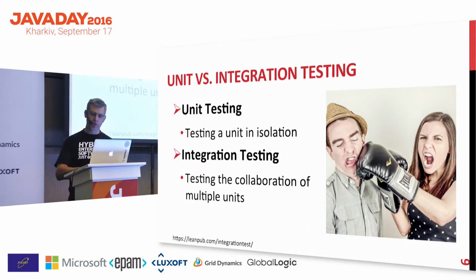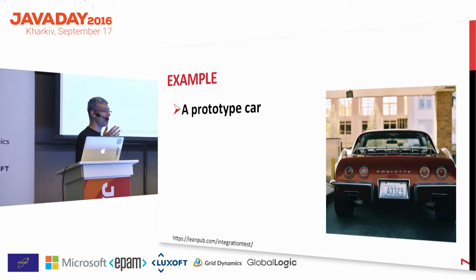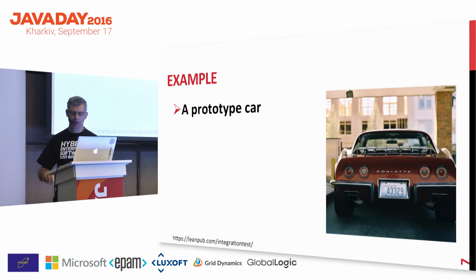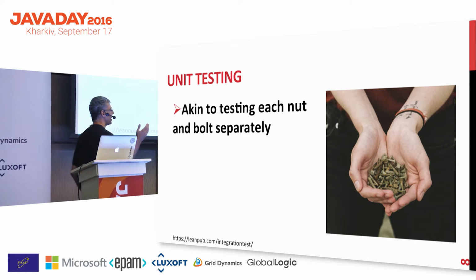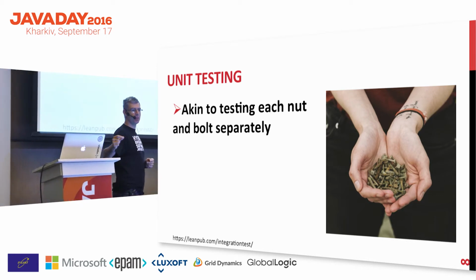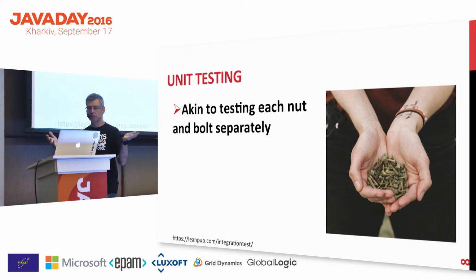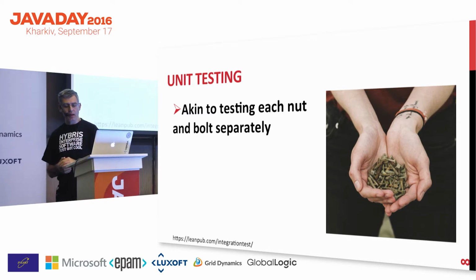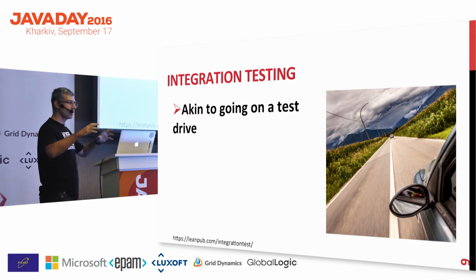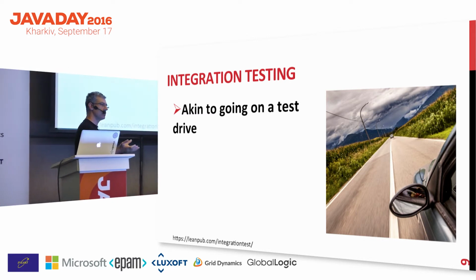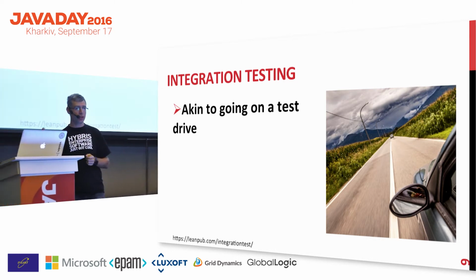In order to get very pragmatic, let's take the example of a prototype car. Cars are a very good example in software. So unit testing in that case would be the same as testing every little piece of the car separately. Every nut and bolt, you test it, you measure it, it's good, it passes the test. And integration testing is like having the car, the prototype, assembled, and using it on a circuit that it performs well.